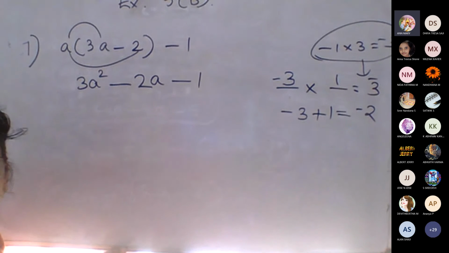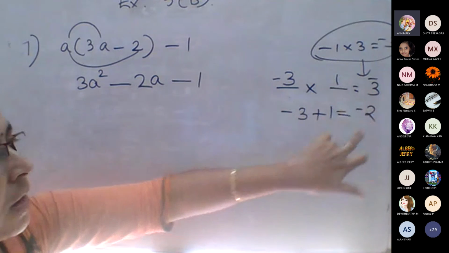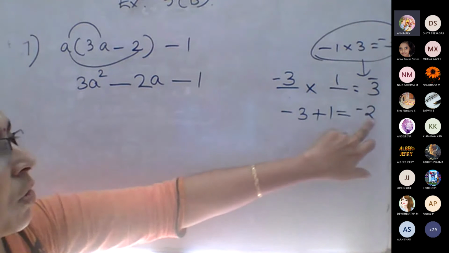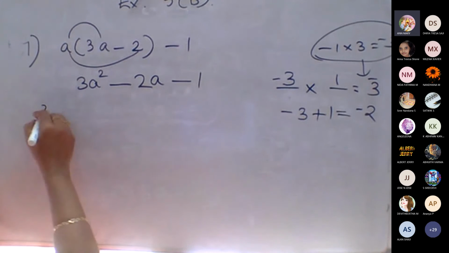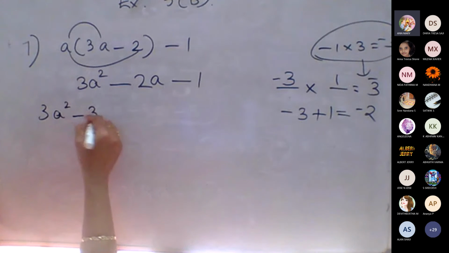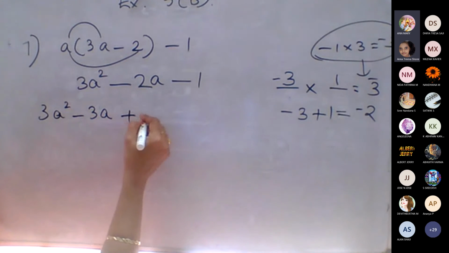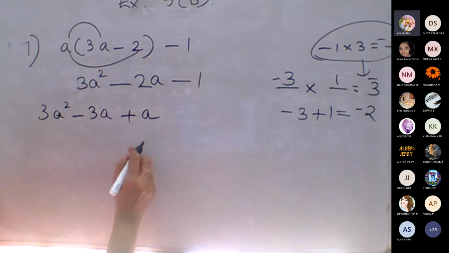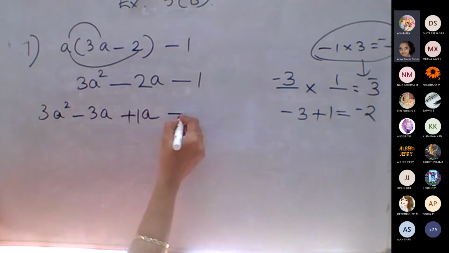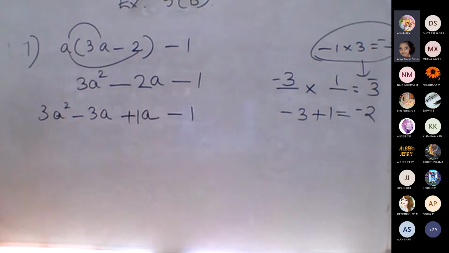So this one, negative 3 into 1 is negative 3. Then negative 3 plus 1 is what? Negative 2. Any doubt? Then 3a square minus 3a plus 1a. That is 1a, okay. Minus 1. Minus 1.